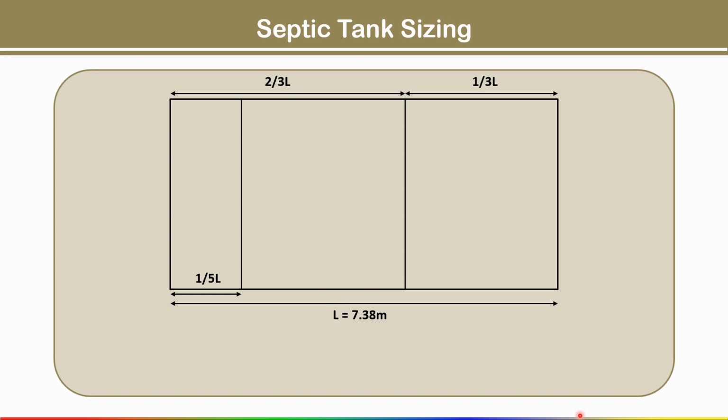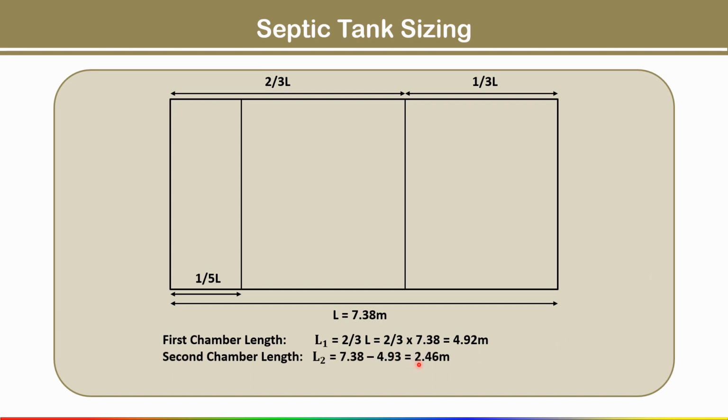Okay, so I am calculating this one. First chamber length, capital L1, is equal to 2/3 of the total length. So you put the capital L value, 7.38, which we calculated. See, the first chamber length is 4.92 meter. Now to find the second chamber, we have to use this formula. Or you can write it like this also, otherwise you can use 1/3 of the length, and you will get this value also.